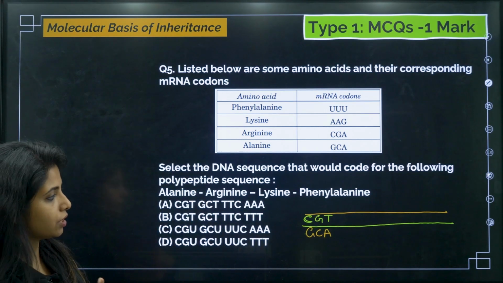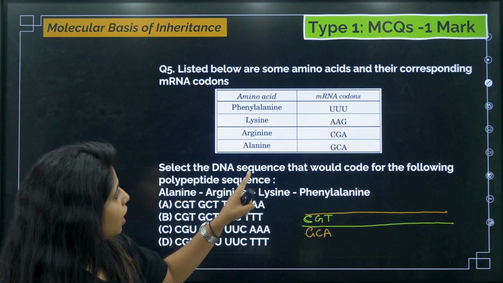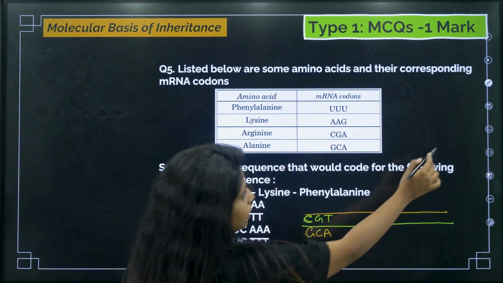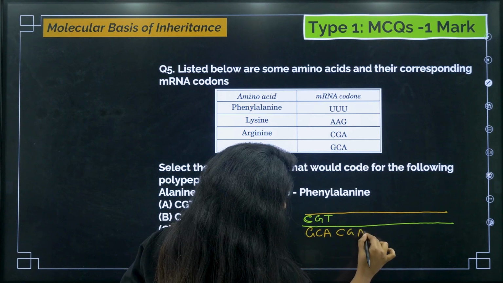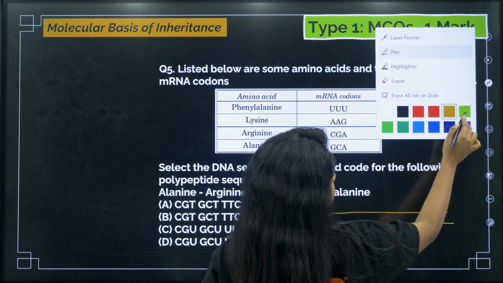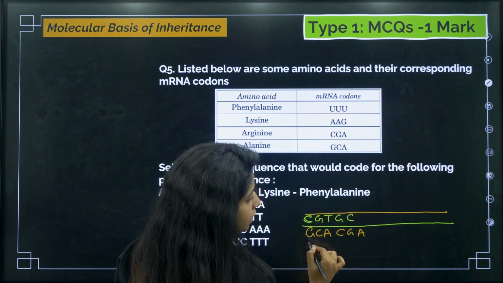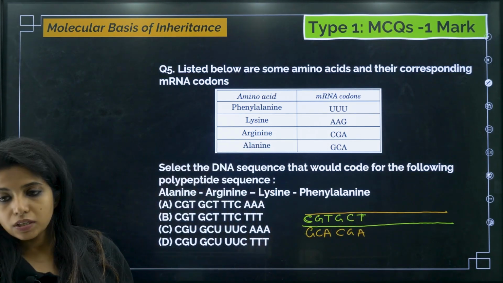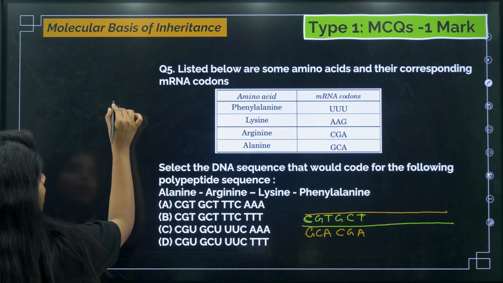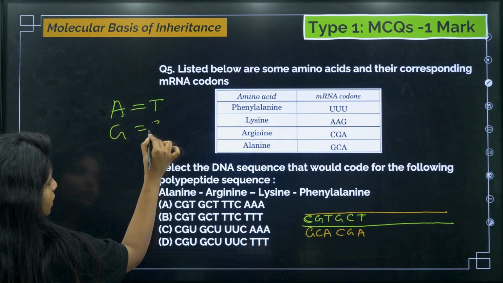Okay, CGT is the first thing. Going ahead, what do we have? Arginine. Arginine over here is CGA. Now we have to make a complementary DNA, that C is going to pair with G, G is going to pair with C, and A is going to again pair with T. Okay, this is GCT. I hope you know that A is friends with T and G is friends with C.